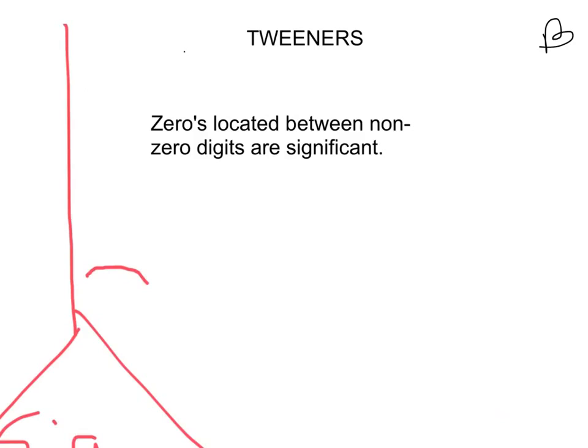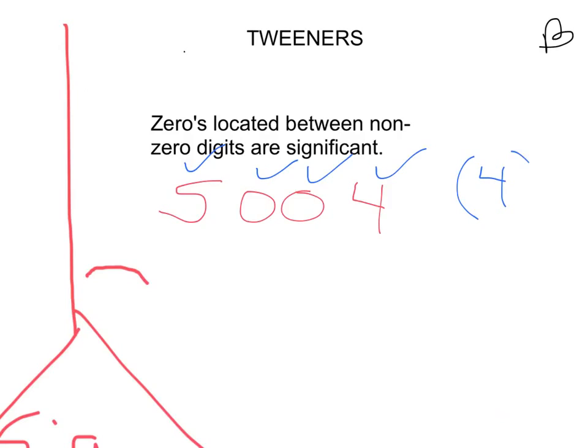All right, guys, the tweeners will be simply this. Zeros, just like you're seeing here, located between non-zero digits are significant. Examples could be, let me put some things down here, say 5004. You clearly have 2 zeros that are between non-zero digits. Consequently, in this particular numerical value, there are 4 significant figures.